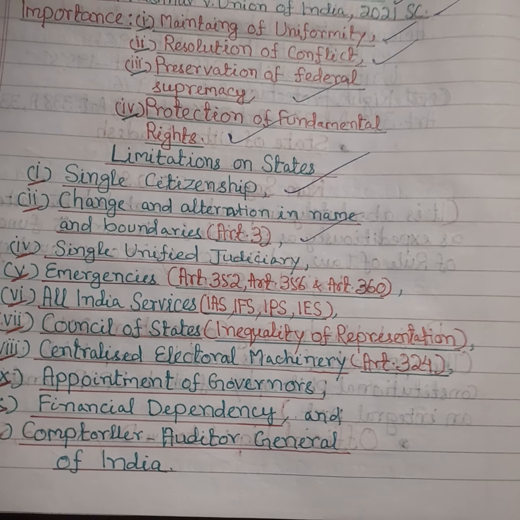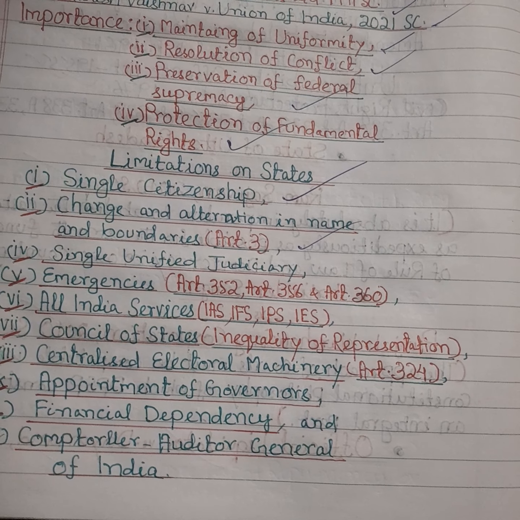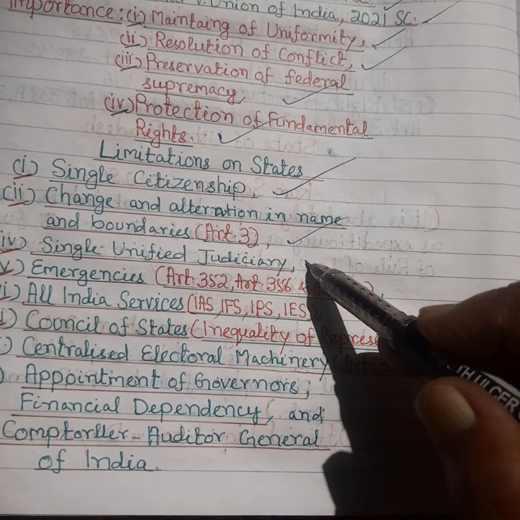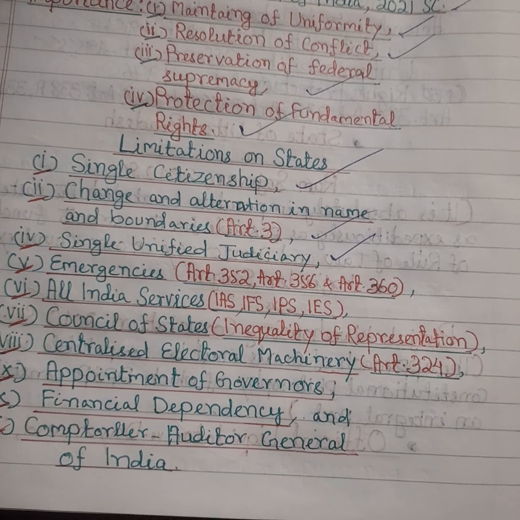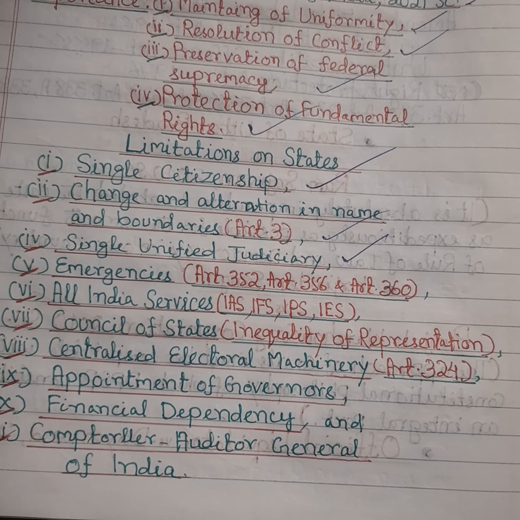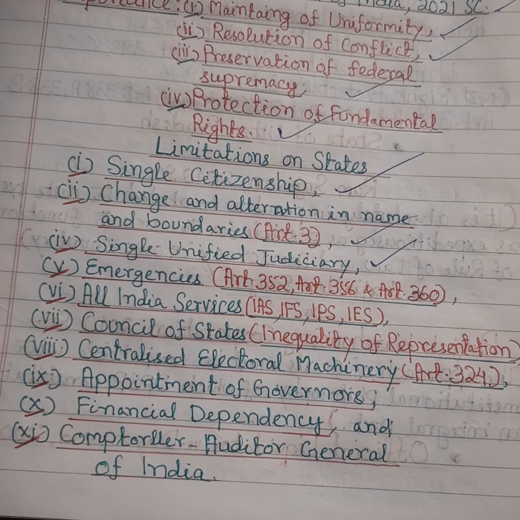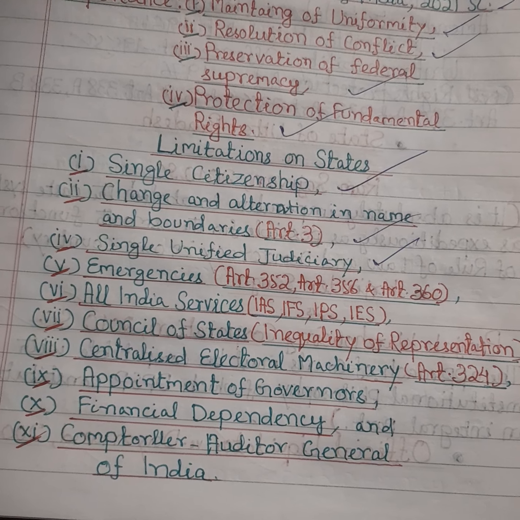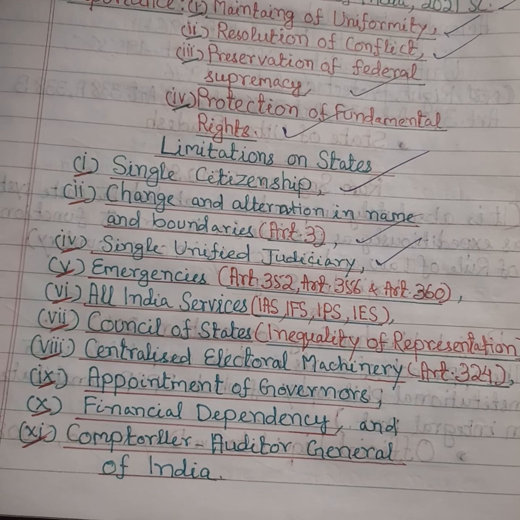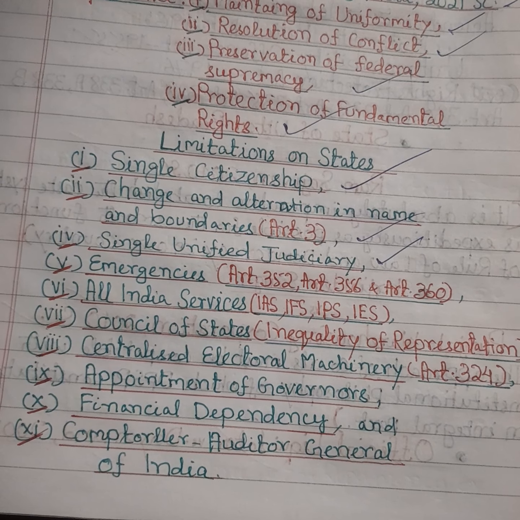Another important centralizing feature limiting state legislation is the single unified judiciary. The Supreme Court, the High Courts, and subordinate courts of India together form a single integrated and unified judiciary to make sure that there is uniformity of laws. They have been placed in the concurrent list.